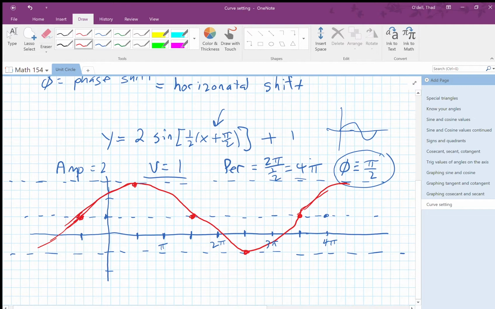Okay, and I'll be posting some more videos doing a lot of examples of this, but the main thing is to understand how the amplitude, vertical shift, period, and phase shift affect the graph. And then knowing that this number is the amplitude, this number is the frequency which gives you the period, this number is the phase shift, and that number is the vertical shift, which gives you the new middle.